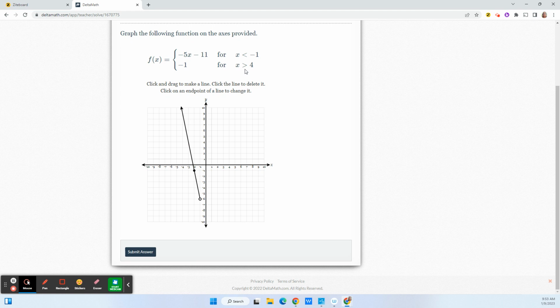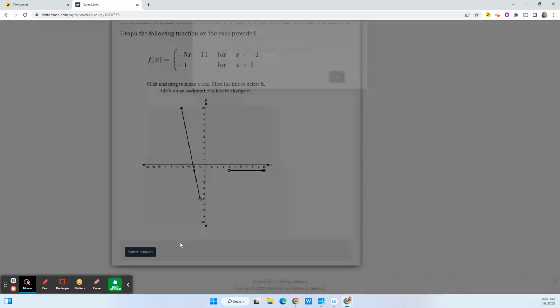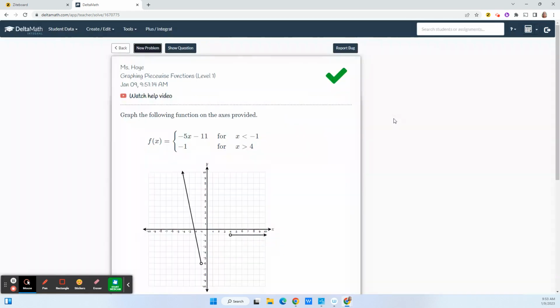So what happens when x is greater than 4? Anytime x is greater than 4, the solution is -1 all the way across. Open dot, arrow, right? It says x is greater than 4, right? So at 4, every time x is greater than 4, we get an outcome of -1. And this should be how our graph plays out.